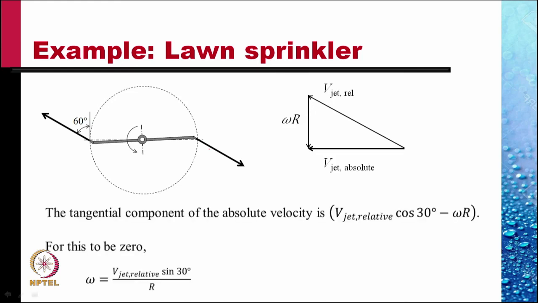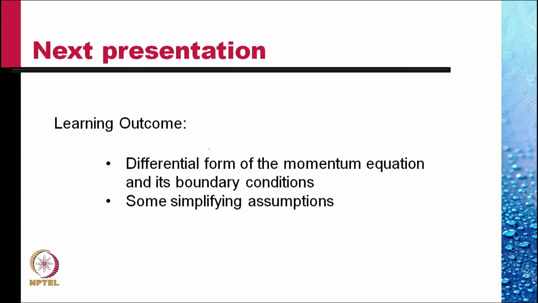The tangential component of the absolute velocity is V jet relative cosine 30 degrees minus omega r, or omega should be V jet relative sine 30 degrees divided by r. So, we need to know the V jet relative, at what rate it is coming out. That we can determine by applying the Bernoulli equation from the pressure at which the water is being supplied to the sprinkler. We can calculate the relative velocity of the jet, and then we can find out what would be the rate of rotation of the sprinkler if it is frictionless. Thank you very much.